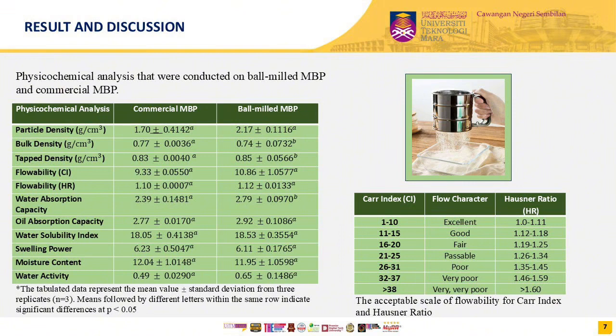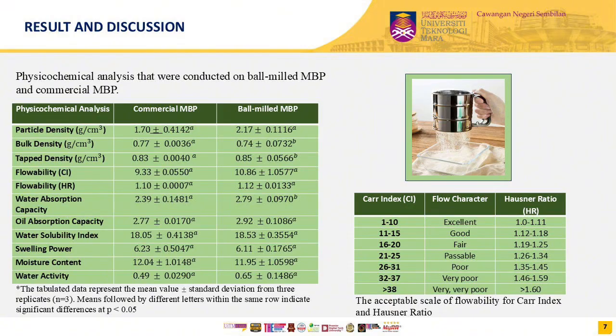On the other hand, the tap density of ball mill mung bean powder is slightly higher than commercial mung bean powder. The comparable tap density indicates the structural reorganization of powder during compaction was not affected by ball milling. For flowability analysis, the Carr's index for ball mill mung bean powder is higher than commercial, indicating slight changes in the flow. Hausner ratio remains a similar value for both ball mill mung bean powder and commercial.